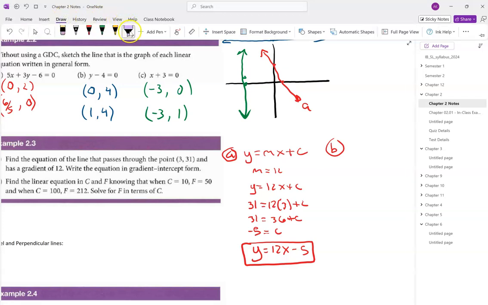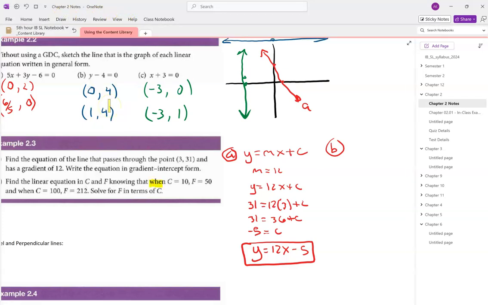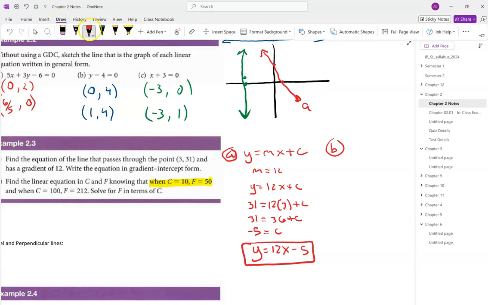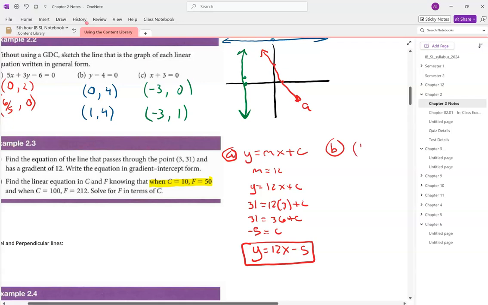Well, what is this saying? When C is 10, F is 50. It's really just the point 10 comma 50. So what's the other point that's given? 100 and 212. Okay. So what do I need to do then? Find the slope. Great.